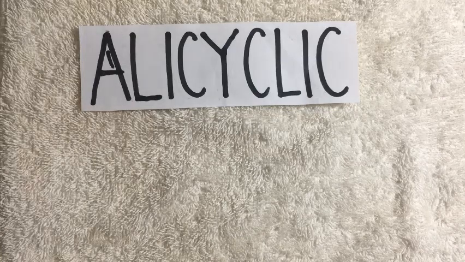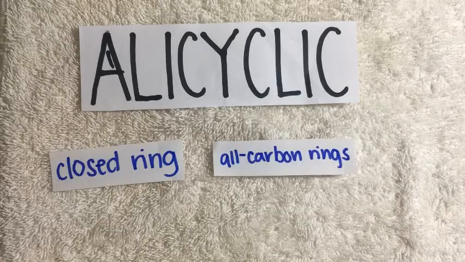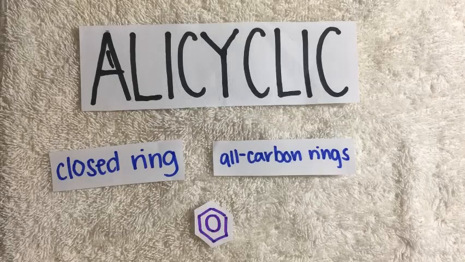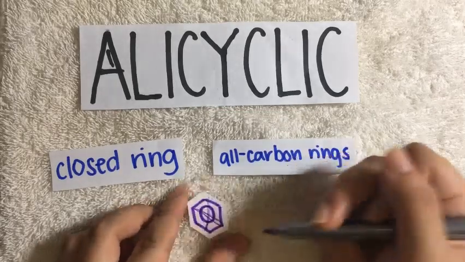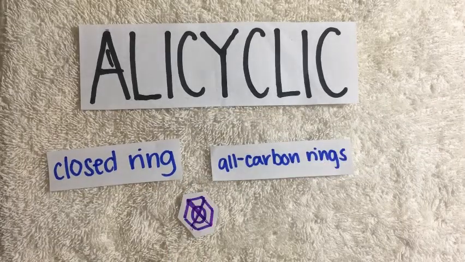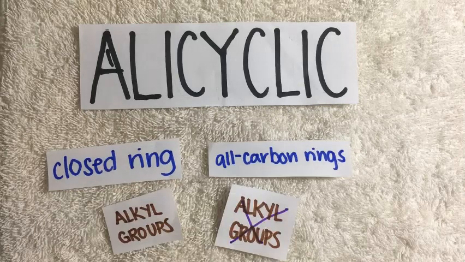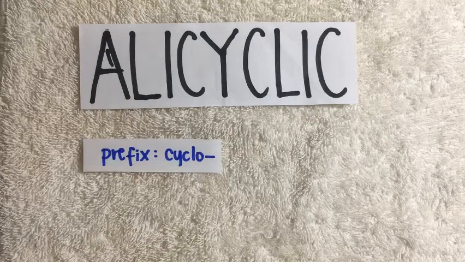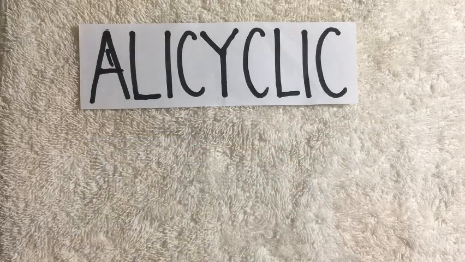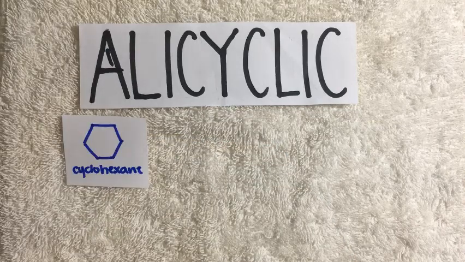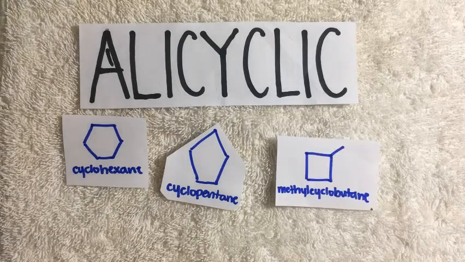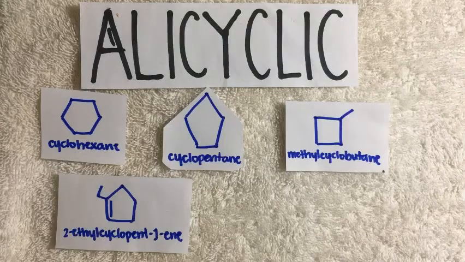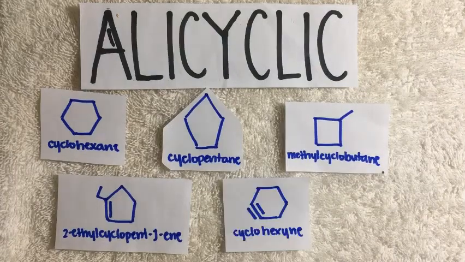Alicyclic aliphatic compounds are compounds that contain one or more all-carbon rings which form a closed figure, but do not have aromatic character. These compounds may or may not have attached alkyl or substituent groups. In naming these compounds, the prefix cyclo is attached to the name of the parent chain. Some examples of this are cyclohexane, cyclopentane, methylcyclobutane, 2-ethylcyclopent-1-ene, and cyclohexane.